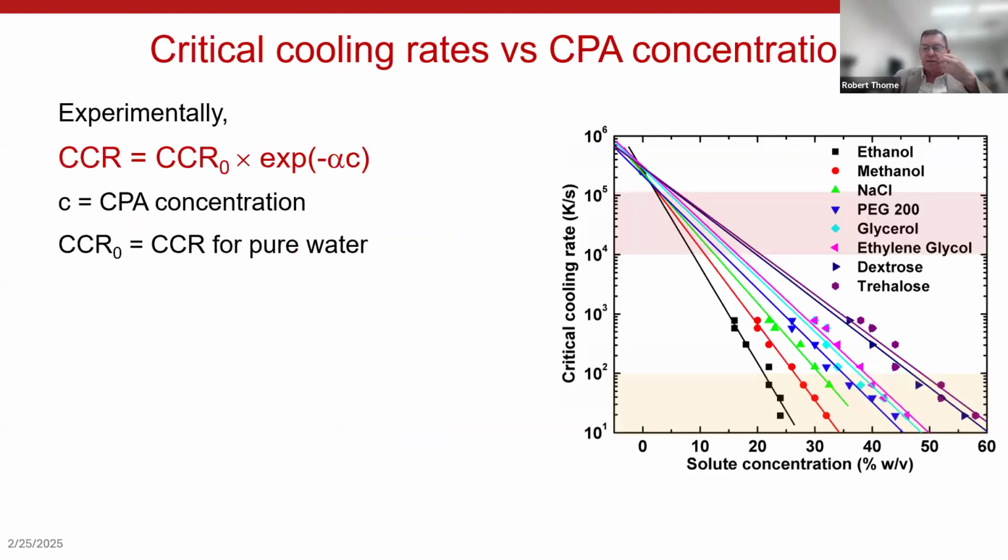Okay, so the critical cooling rate for pure water is huge. As you add cryoprotectants, the critical cooling rate drops. And measurements of critical cooling rates suggest that the critical cooling rate varies exponentially with the concentration of whatever solute or cryoprotectant you're using.